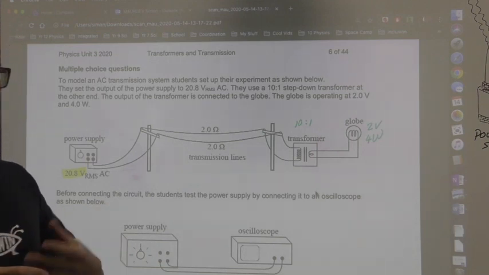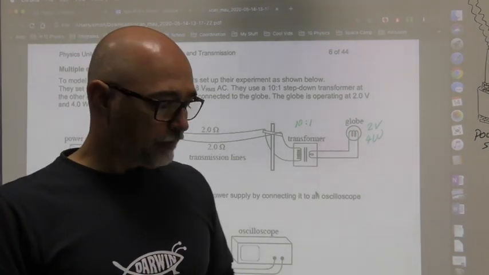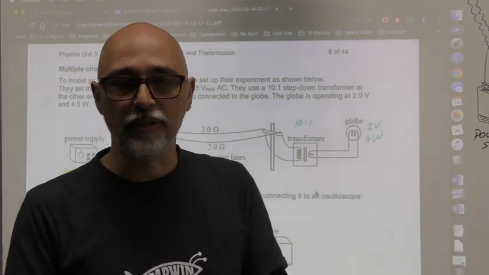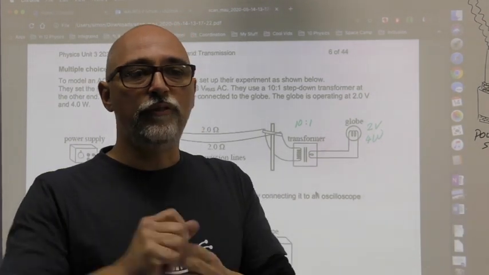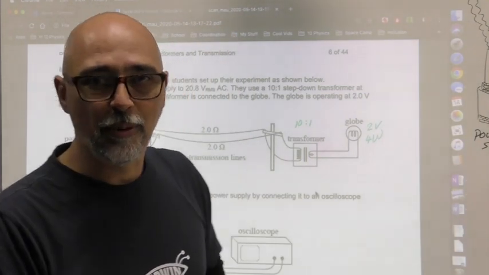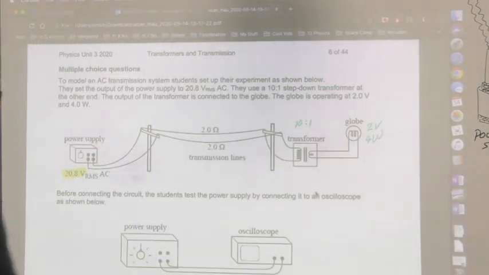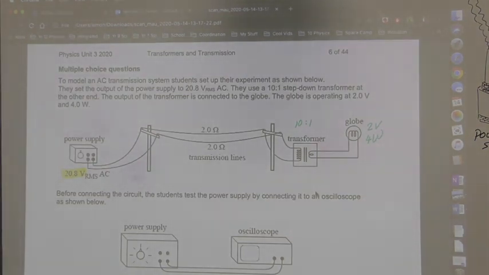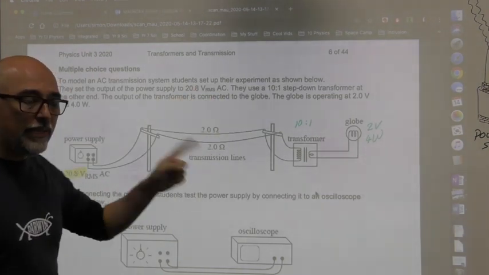And if the question is a deeper type question, it may move into, well, how would you fix this problem, that obviously power loss is a problem. If we have a very quick look at this one: to model an AC transmission system, students set up their experiment as shown below. They set the output of the power supply to 20.8 volts RMS.